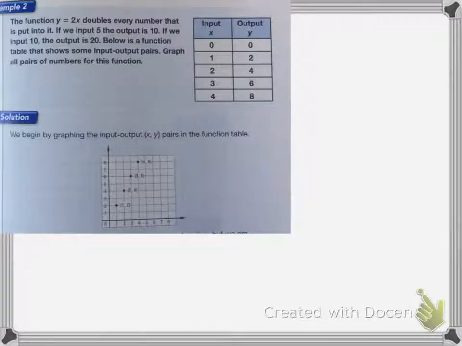So if your x equals 1, then your y equals 2. If your x equals 2, your y equals 4. Okay, so you'd put all those dots in. So 0, 0, then 1, 2, over 1 up 2, 2, 4, over 2 up 4, 3, 6, over 3 up 6, 4, 8, over 4 up 8. So that's how you would graph that function upwards.